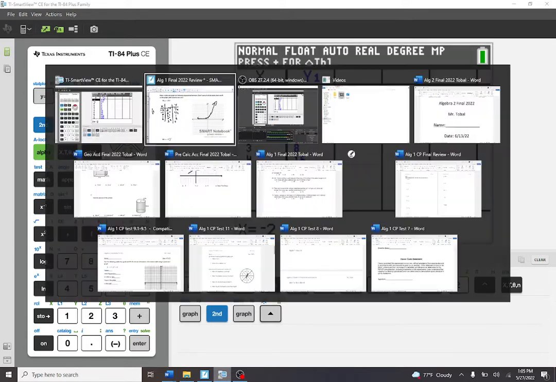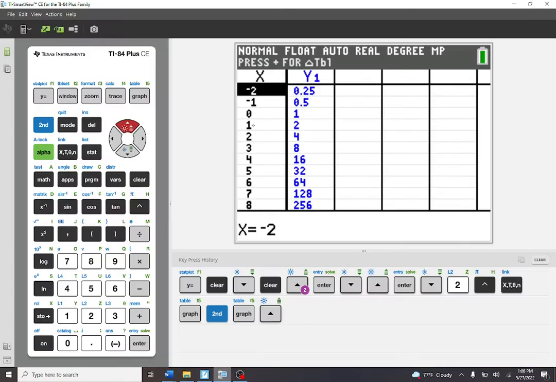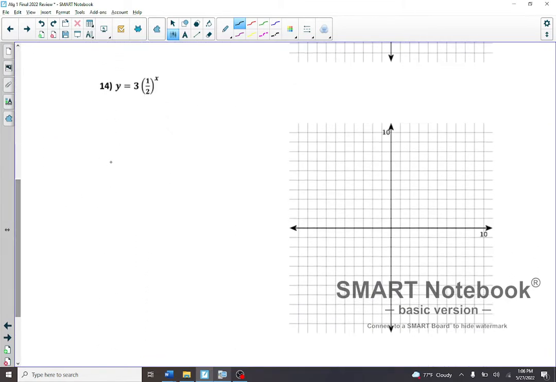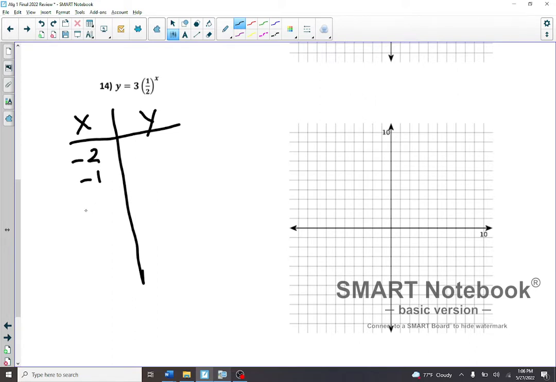-2 is 0.25. Hey, wait a second, that's 1/4. -1, 0.5, that's a half. And then you could get the table from there. So you can use both the calculator or by hand. Here I'm going to do the next one. Again, I'll do -2 to 2. This time I'm not going to show my work because I'm going to show you you could do it on the calculator. -2, -1, 0, 1, 2.